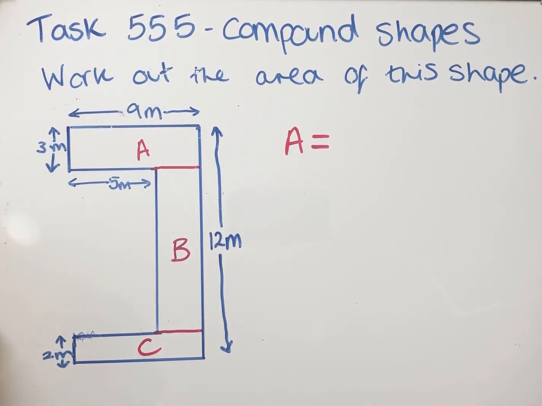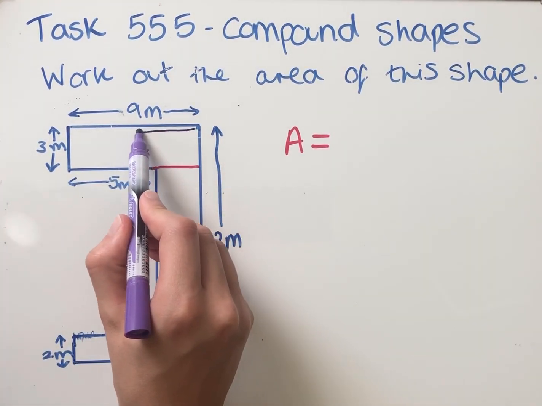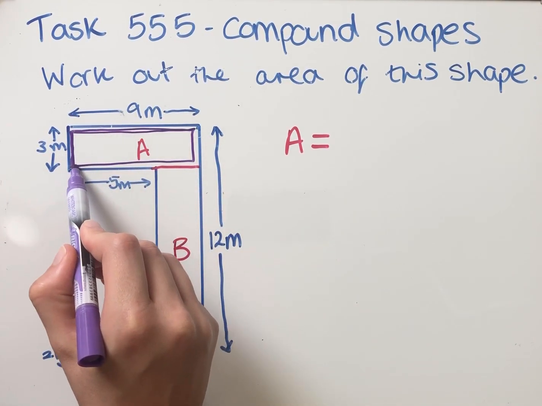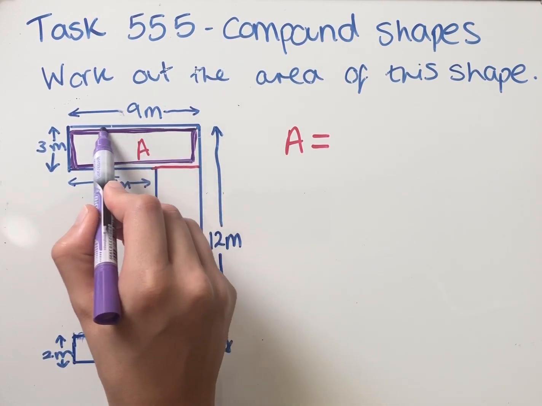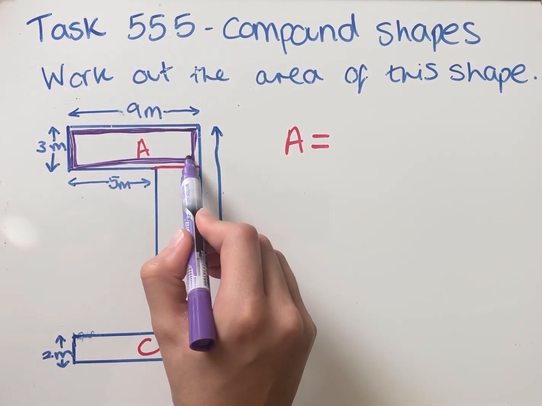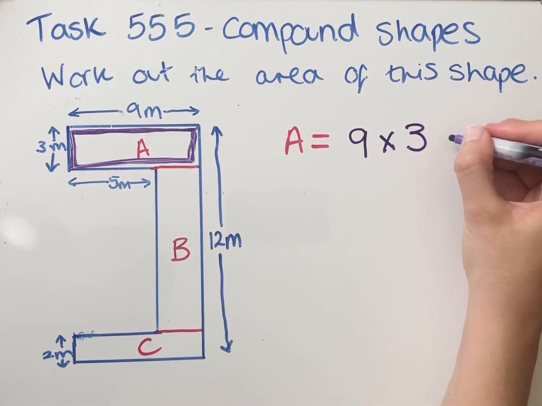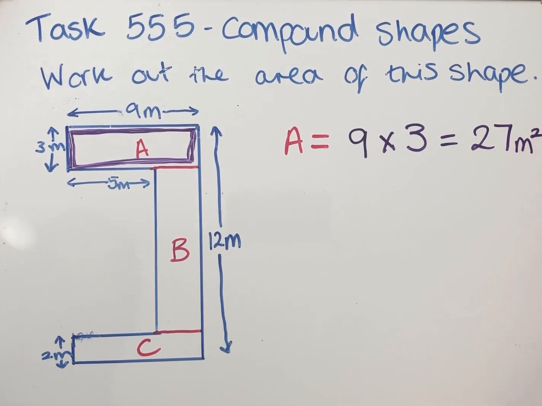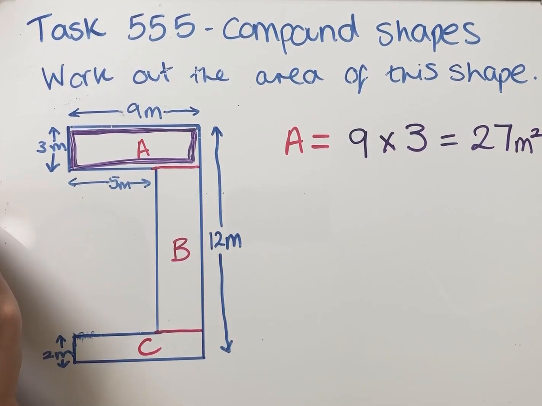Now, to start that, remember to find the area of a rectangle, you've got to do the length times the width. And the length of this one is the length, and there's the width. So see if you can think what you think the length and the width are. It's got to go all the way along there and then down there. So it's 9 times 3, which is 27 meters squared. So that is the area of A. So we've done A, tick that one off.